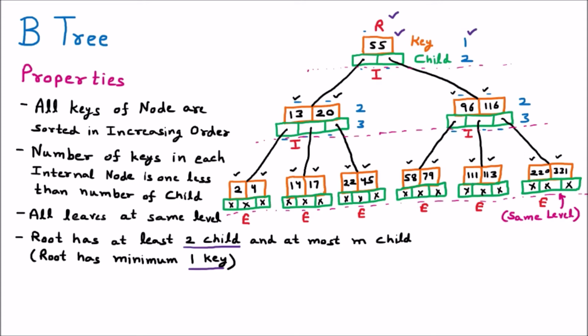Or in other words, they are saying it can have at least two children. Obviously, whenever we have one key, how many children will be there? Child is always one more than the key, so it will be two. So either we have one key or we have two children, both are the same meaning.